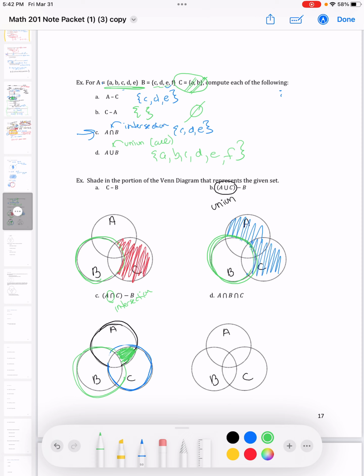Now with D, we've got the intersection of A, B, and C, all of them together. So we're looking for something that's in my A circle, my C circle, and my B circle, in all of them. There's only one little part that exists in all three circles at the same time. So we've got that little piece right there in the middle.